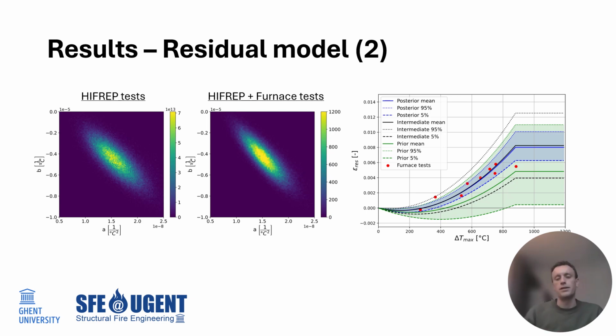On the right here, you can see in green the prior, or the model based on the prior probability density functions. Then the black lines indicate the intermediate step after inference only on the radiant panel test data. And you can see that then if you go to the real posterior one, which includes both, there's still a lot of reduction in the uncertainty. So the fact that we have a much stronger correlation is also reflected here in the overall performance of the model.